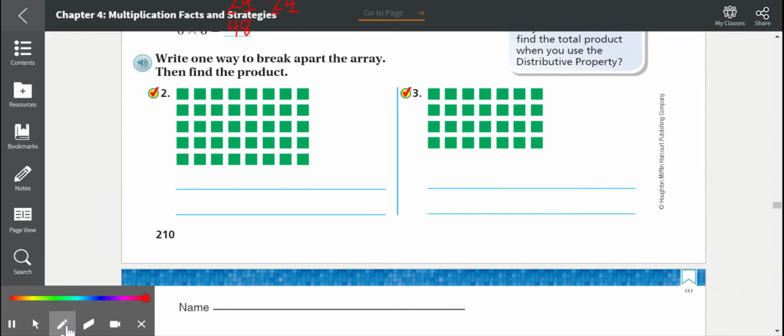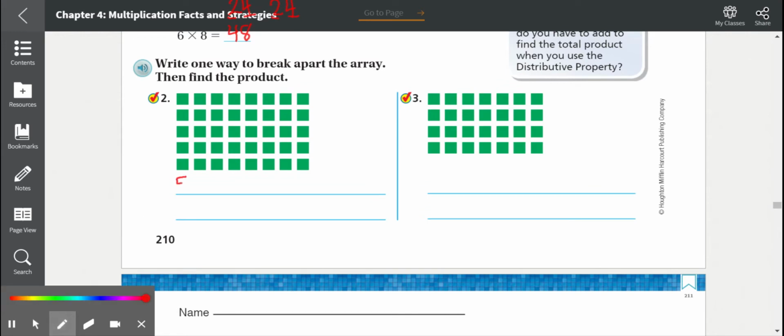Okay, let's keep going. Write one way to break apart the array, then find the product. Okay, so let's do these both together. So let's write the original array that we see here. 1, 2, 3, 4, 5 times 1, 2, 3, 4, 5, 6, 7, 8. Okay, so we're going to be finding 5 times 8. Let's break apart the array. Let's break apart the 8, not the 5.